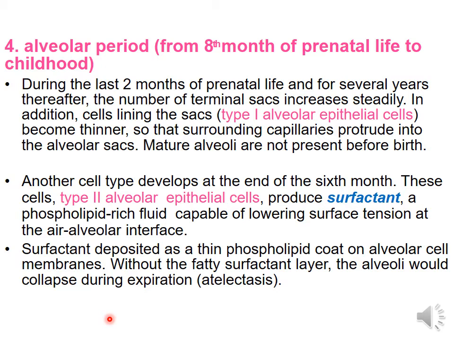The other cell type is known as the type 2 alveolar epithelial cells. They are responsible for the production of the phospholipid-rich fluid, which is known as surfactant. This surfactant is capable of lowering the surface tension at the air-alveolar interface. Surfactant is deposited as a thin phospholipid coat on the alveolar cell membranes. Without the fatty surfactant layer, the alveoli will collapse during expiration. Atelectasis.